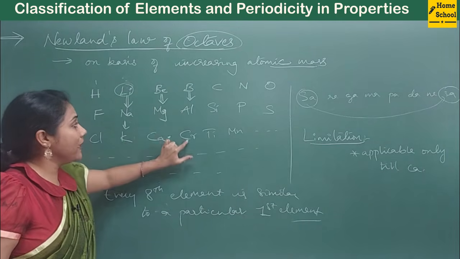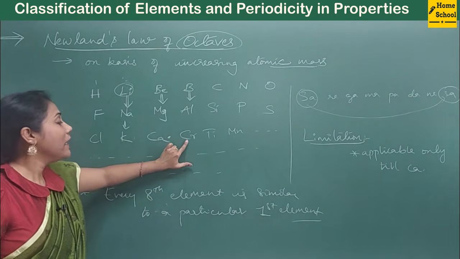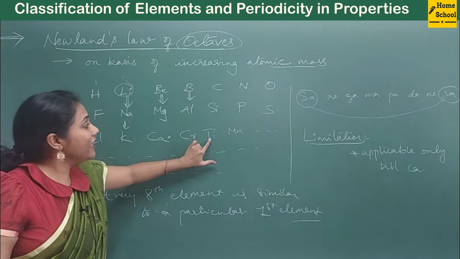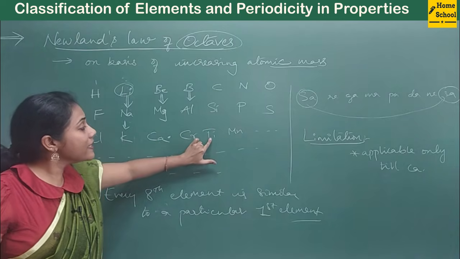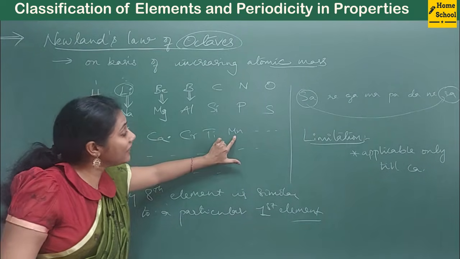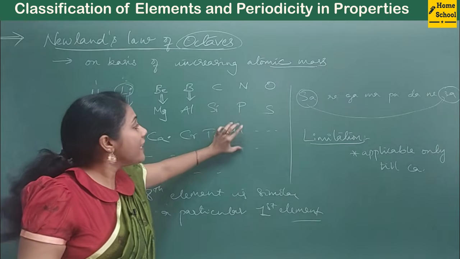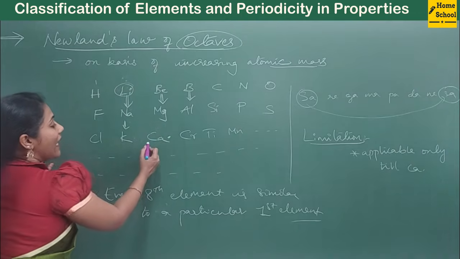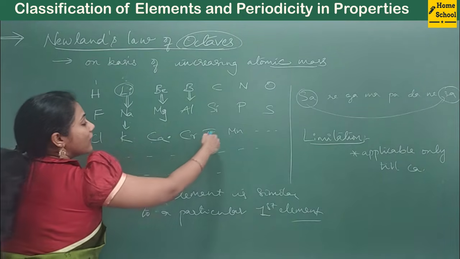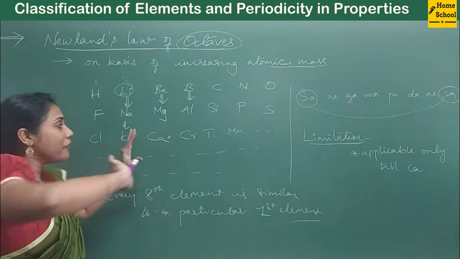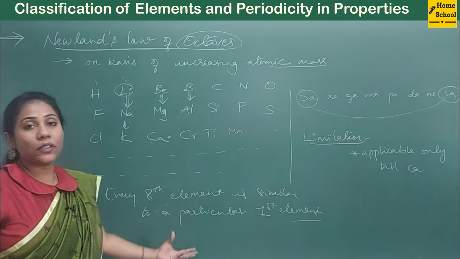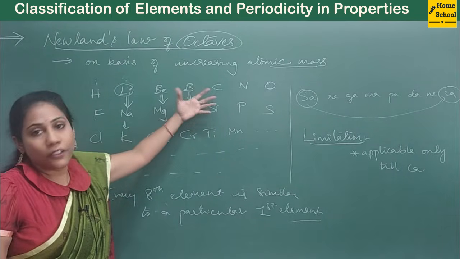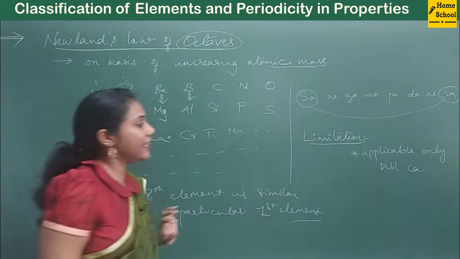But you see, below aluminium, he has placed chromium. But chromium's properties are entirely different from aluminium. Titanium is placed below silicon. Titanium is very much different than silicon. Manganese he has placed below phosphorus, whereas both are very much different. So his theory is applicable only till calcium. Okay, so after calcium, whatever he has arranged, they have actually deviated from this particular principle. They were all having very much different characters compared to the first elements. Okay, so that is the greatest limitation.